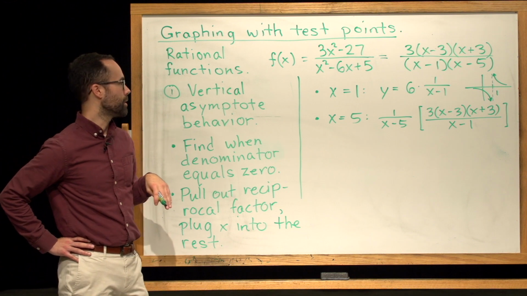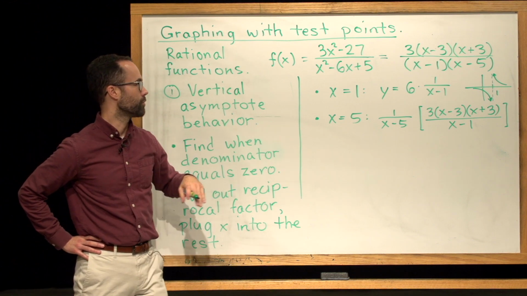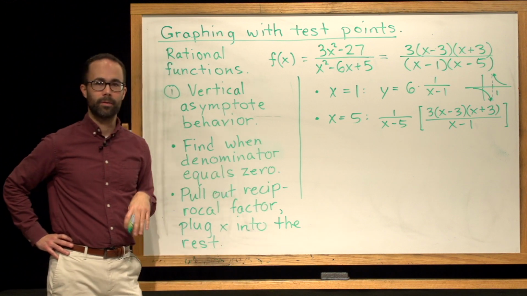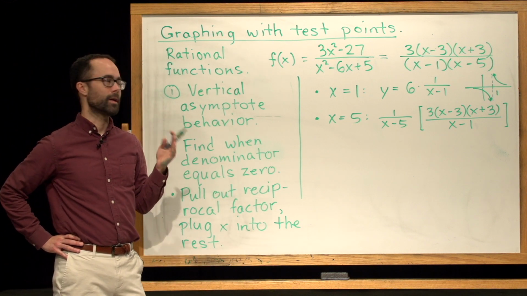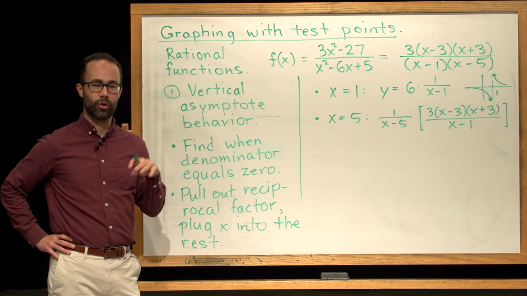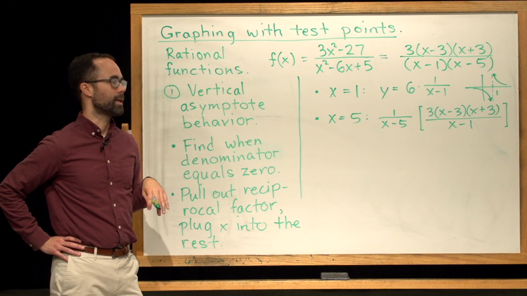So what I'd like you to do here, now that you can see the factored form, try plugging in the value of x equal 5. You will get a reciprocal function. And think about how that is going to determine the behavior near the asymptote.